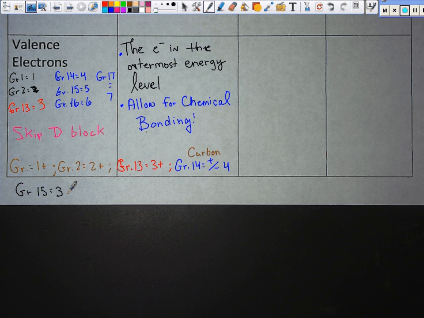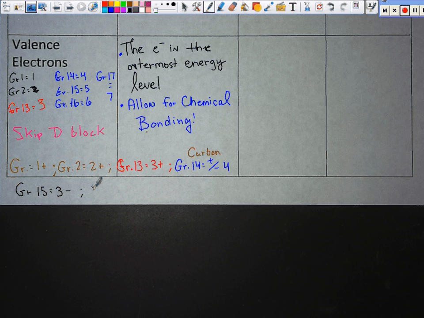So what do you think group 16 has? Well, good news for group 16 is it's 2 negative. And then finally, the one we already know, the halogens, group 17 is equal to 1 negative, okay? So those are your charges.